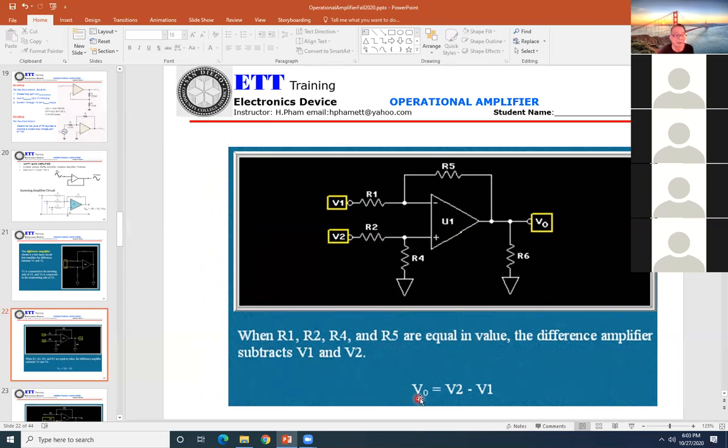That means if you want to calculate the V out, V out equals V2 minus V1. Okay, that's a differential amplifier. That means input is applied to both the positive and the negative. Not only inverting, not only non-inverting, they apply only one input each, and this is a differential amplifier.